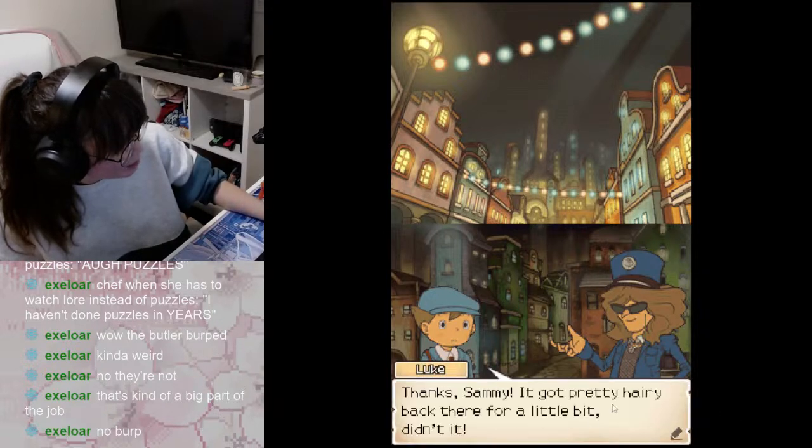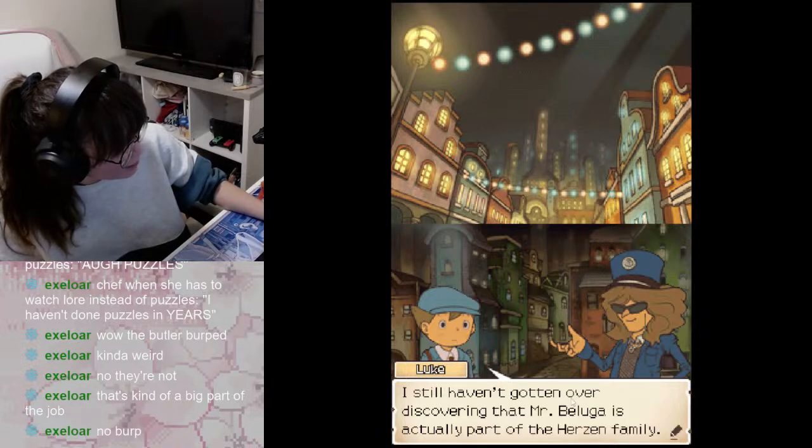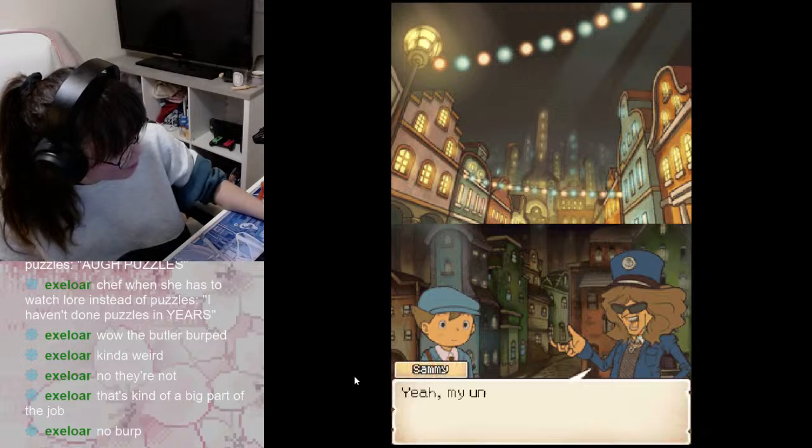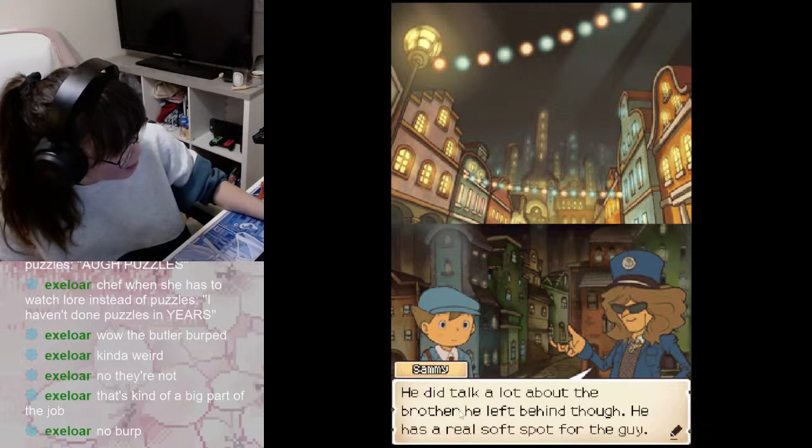Thanks, Sammy. It got pretty hairy back there for a little bit, didn't it? I still haven't gotten over discovering that Mr. Beluga is actually part of the Herzen family. Yeah, my uncle never really told me much about it all. I just know he had some kind of blowout with his dad, the Duke, and decided to leave for good. He did talk a lot about the brother he left behind, though. He has a real soft spot for the guy.